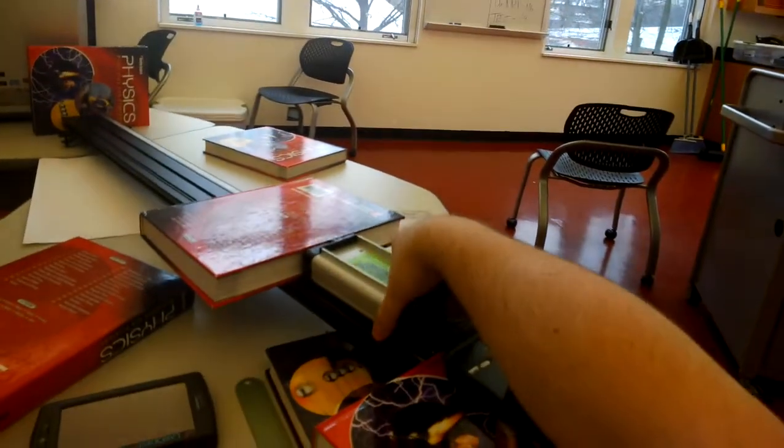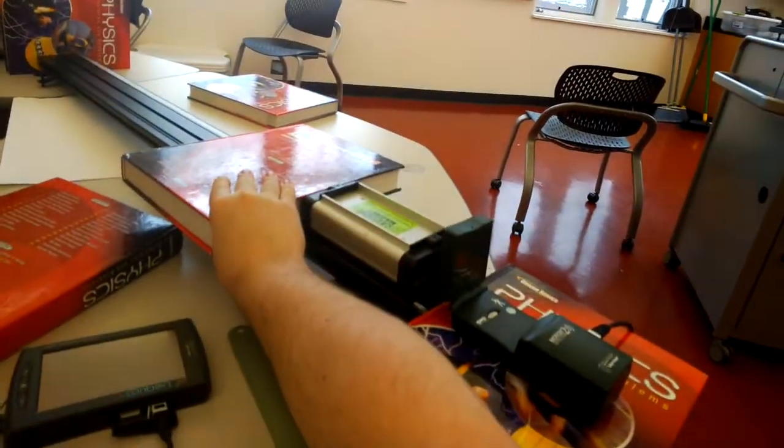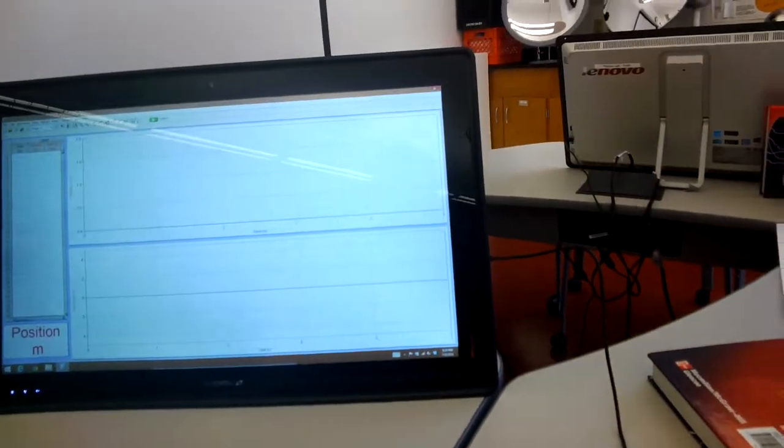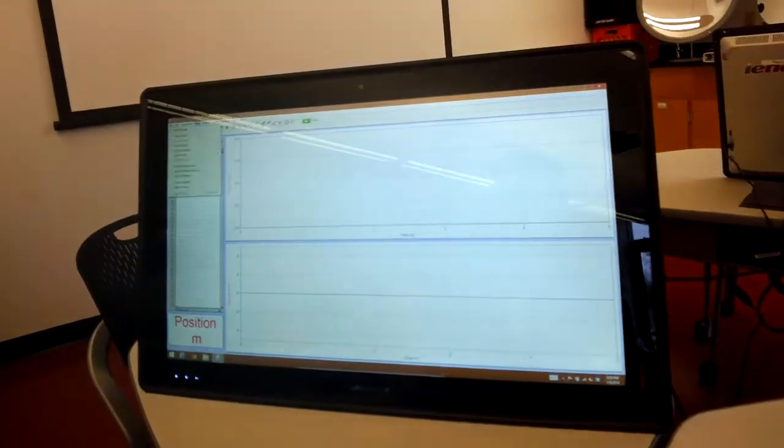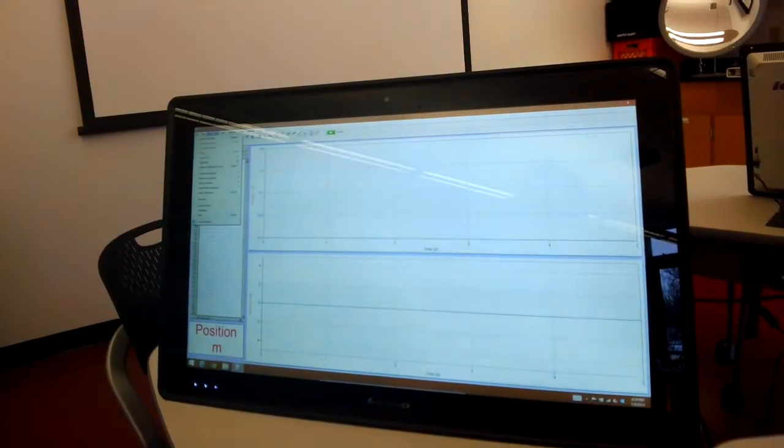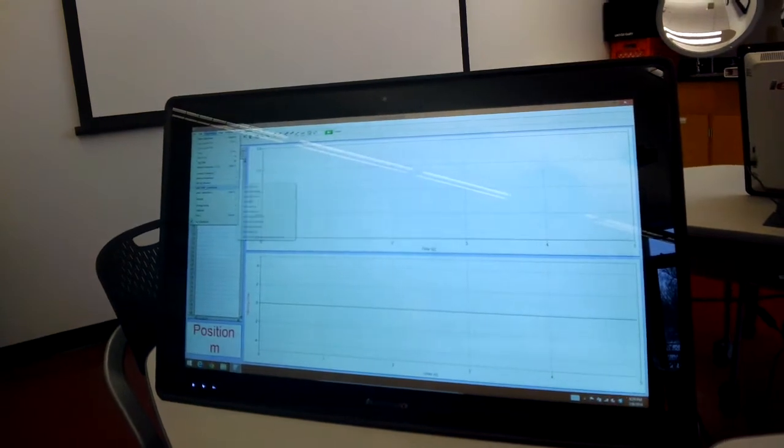So the idea is we're going to use our handy-dandy probeware to figure out the position and velocity of this cart and see how this energy stacks up as we go down the ramp. First things first, we need to make sure this thing is zeroed properly. If it's not, that's just really going to be annoying.